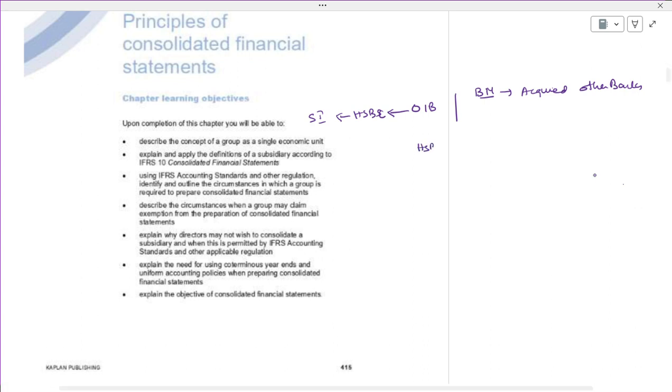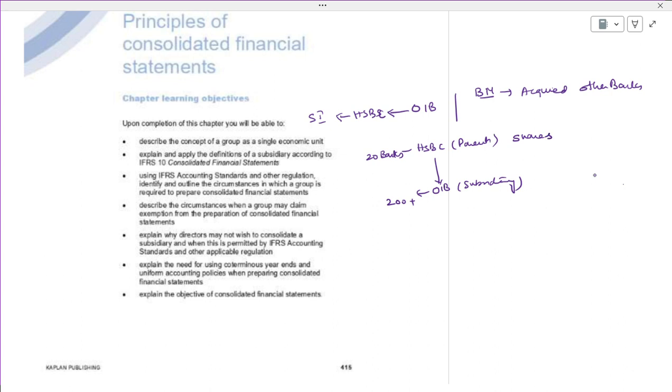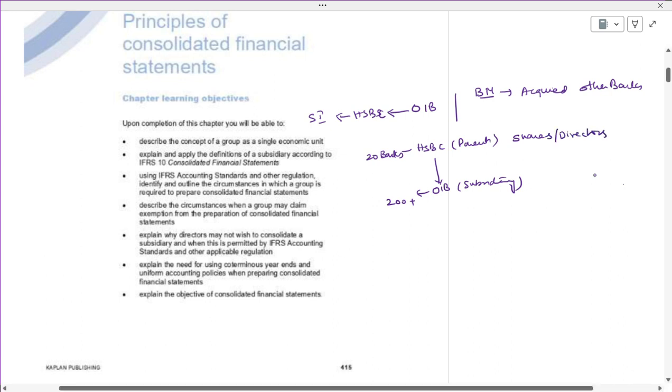Now, I am giving you a complete picture of this lecture. Very simple, very easy. When HSBC acquired the OIB, HSBC is a parent company. OIB is a subsidiary company. If you take into consideration the role of HSBC at that time, very clearly it is having 20 banks, and OIB is having more than 200 plus branches. But what happens is that it is not only the shares that matter. It also matters with respect to directors. But subsequently, that's the next stage.